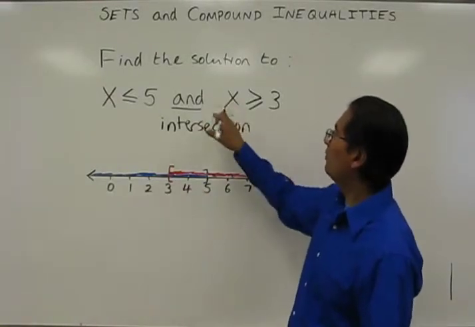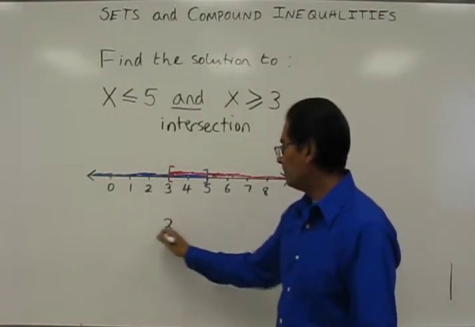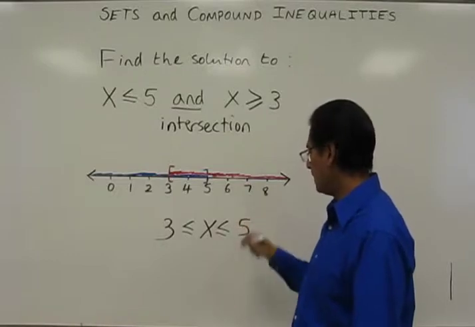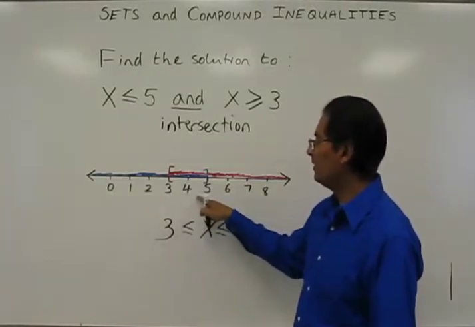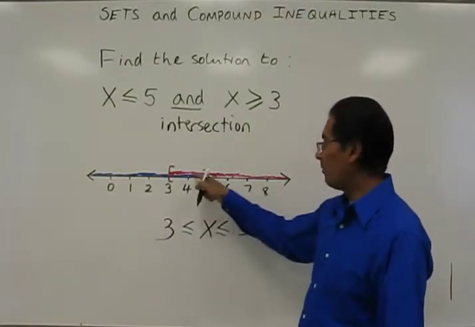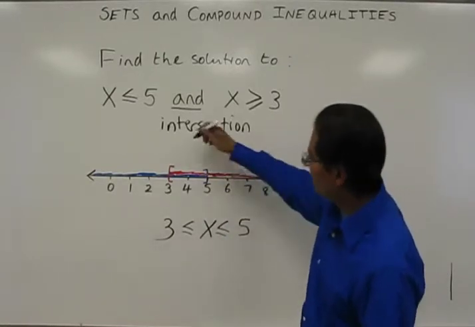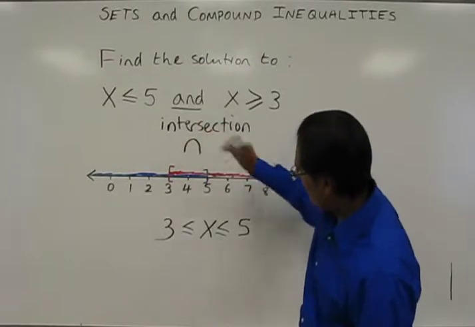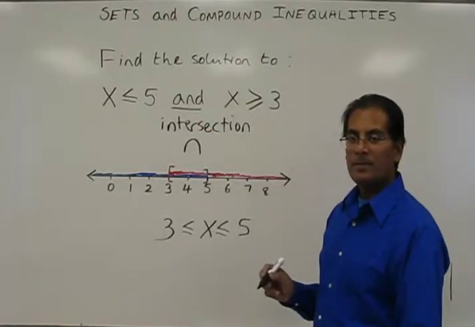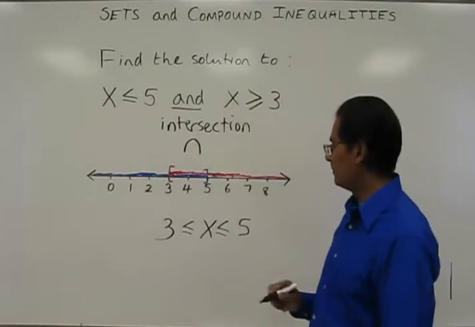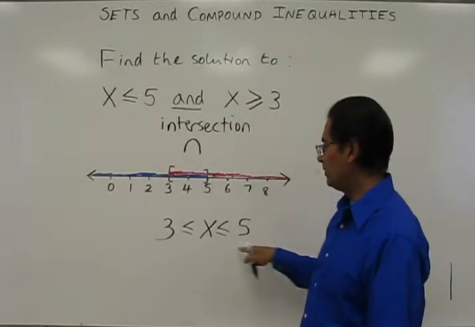So the solution to this would be, well, x has to be between 3 and 5. The solution is right here where they overlap, where you see the red and the blue. Another symbol for intersection is this upside down U. So all of these, "and", intersection, and this upside down U, mean the same thing. Our solution is between 3 and 5.